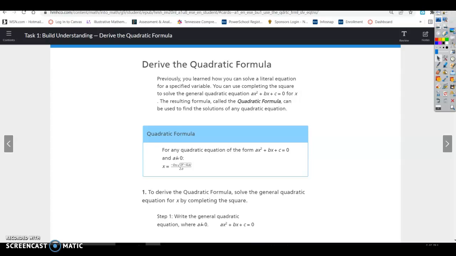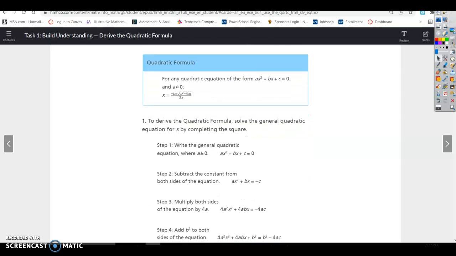It says, previously you learned how to solve a literal equation for a specific variable. Remember, a literal equation is just an equation with lots of variables, and you solve for a specific variable. You can use completing the square to solve the general quadratic equation ax squared plus bx plus c equals 0 for x. The resulting formula, called the quadratic formula, can be used to find the solutions of any quadratic equation. This is the method that will work for any quadratic equation.